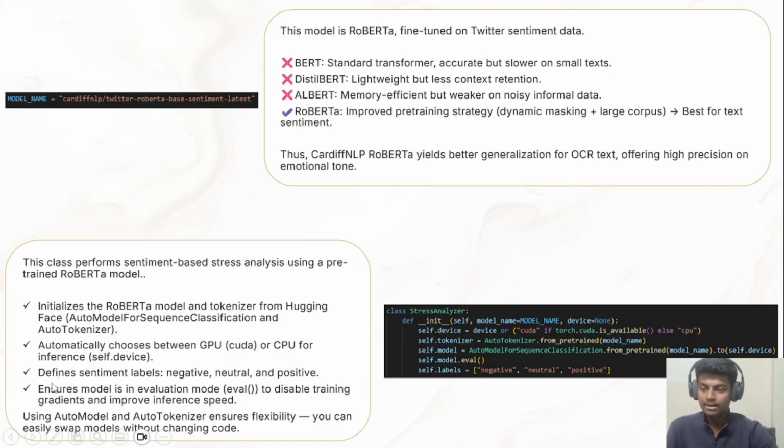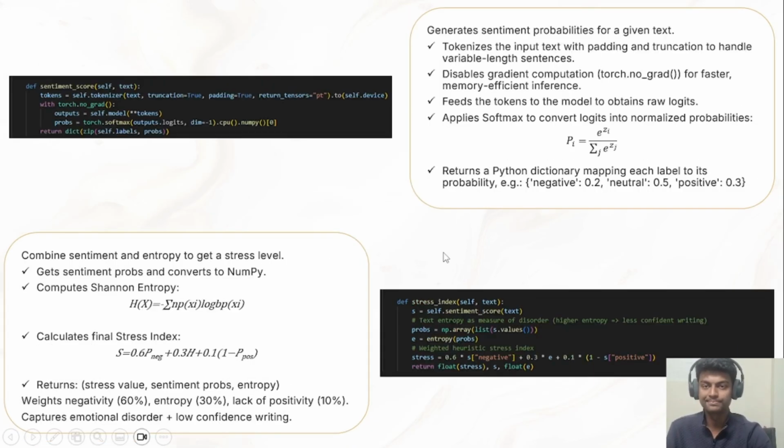When we define the sentiment labels as negative, neutral, and positive, we will be getting all three scores. Then we use self.model.eval() to disable training gradients and improve inference speed. We are using AutoModel and AutoTokenizer to ensure flexibility, for easily swapping the model without changing the code.